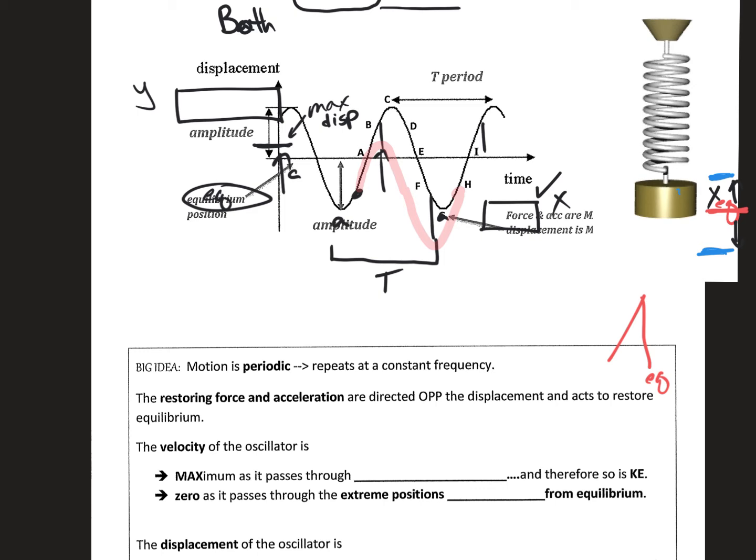Okay, so it repeats at a constant frequency. We've already mastered that, right? The frequency and the period of a swinging pendulum has to do with the length and gravity. We discovered that in lab.